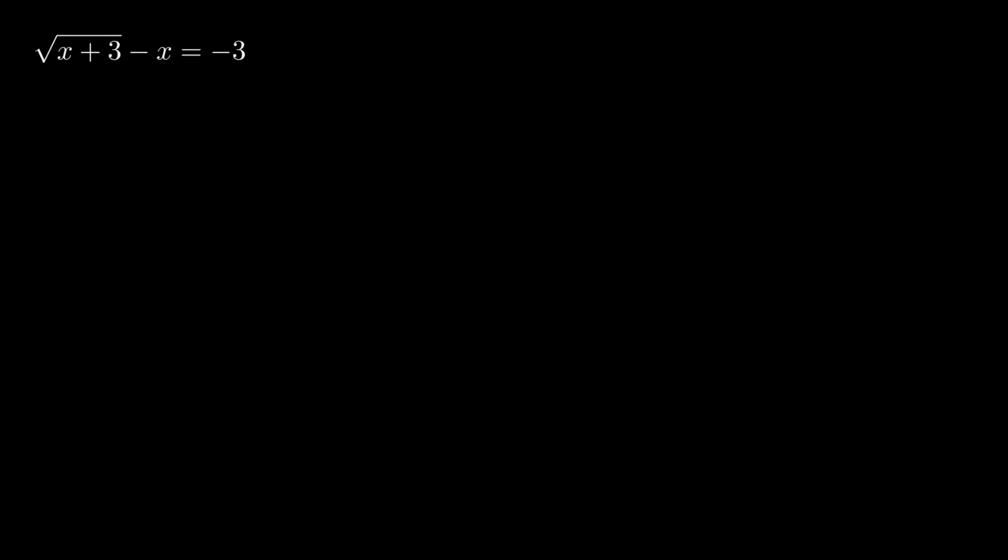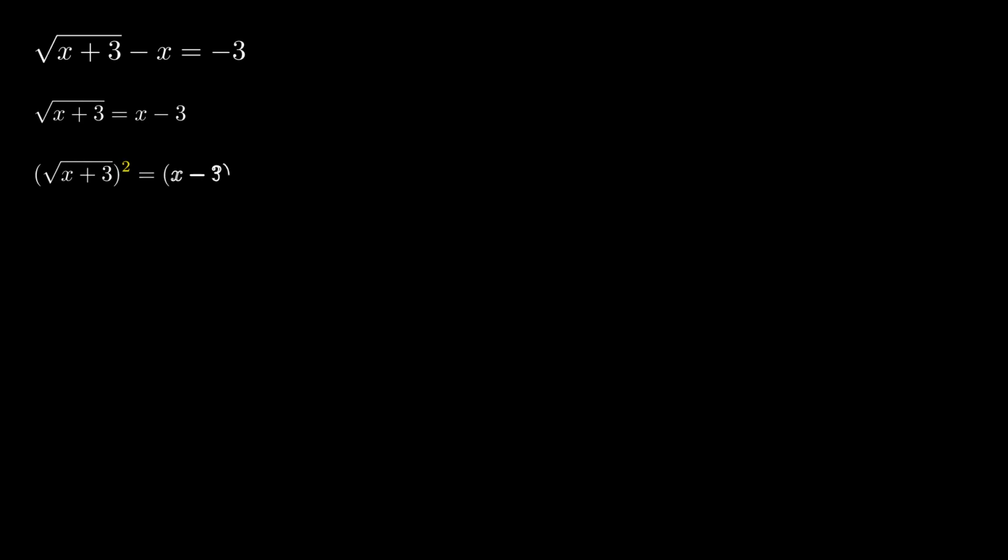We have the equation the square root of x plus 3 minus x equals negative 3. We begin by moving the x to the other side, and its sign changes. That gives us the square root of x plus 3 equals x minus 3.